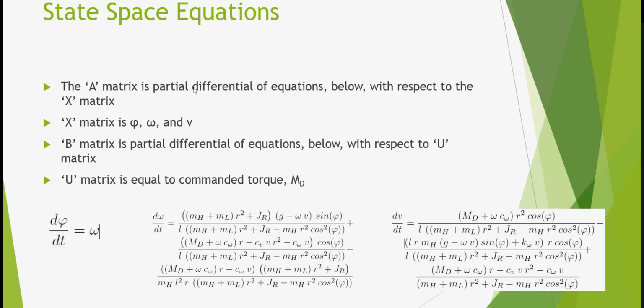State space equations. The A matrix basically is the partial derivative of the equations at the bottom of the screen with respect to the X matrix, which in this case is phi, omega, and V. And then the B matrix is the partial derivative of these equations with respect to U, and the U matrix is equal to commanded torque. You can see the equations here: d phi/dt is equal to omega, and d omega/dt and dv/dt are pretty long equations.